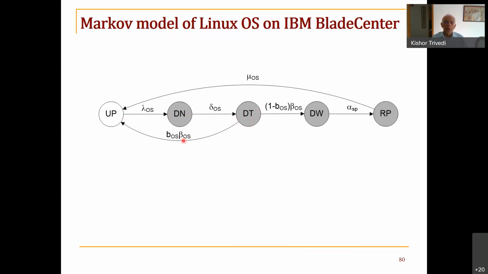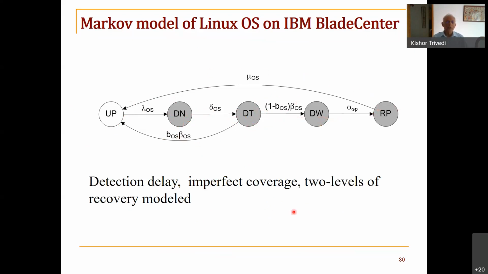The reboot may be successful with some probability and not successful with some probability. If the reboot is not successful, then somebody has to be called and the system has to be patched. So there is detection delay here, imperfect coverage here, and two levels of recovery. Again, these kinds of things would not be easy to do in a fault tree or reliability block diagram.